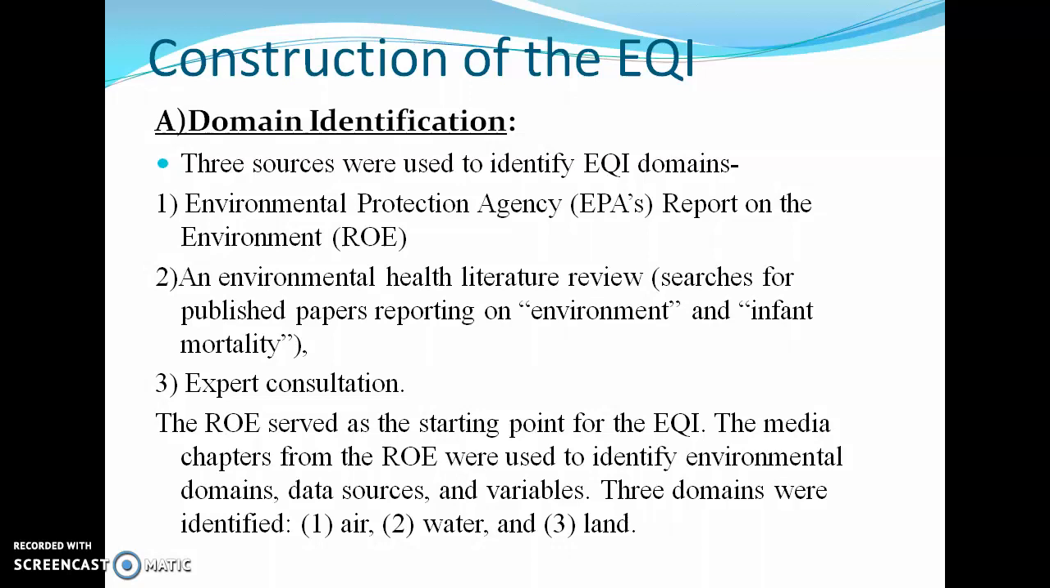Next is construction of EQI. Now it is a 3-step process. First step is domain identification. Now 3 sources were used to identify EQI domains. First is the Environmental Protection Agency, that is the EPA report on environment. That is the first one. Second one is an environmental health literature review. The research papers which are published on environment and infant mortality, these are the health literature review, that is also input. And third is expert consultation.